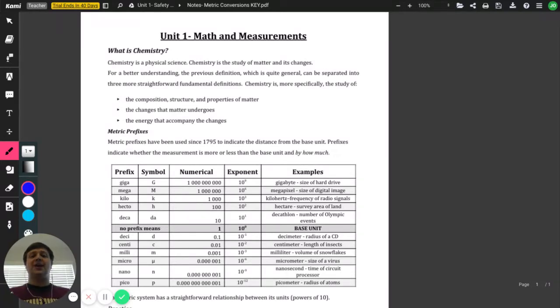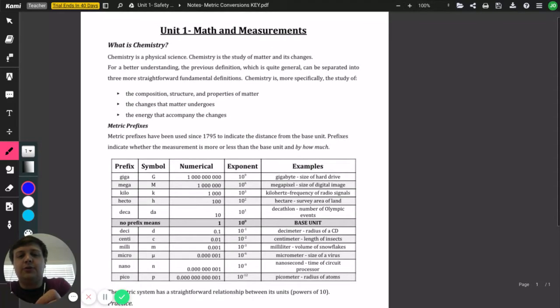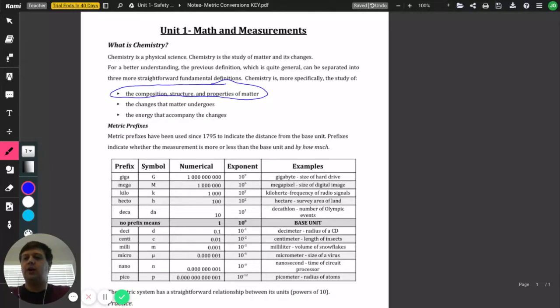So what is chemistry? Chemistry is a physical science. It's going to study what happens with matter and how matter changes. Okay. So for a better understanding, the previous definition, which again is kind of general, right? The study of matter and its changes can be separated into three big parts, okay? The first thing is that we talk about the composition or structure and properties of matter. So basically we're trying to figure out how everything goes together, right? So what makes everything stick together?